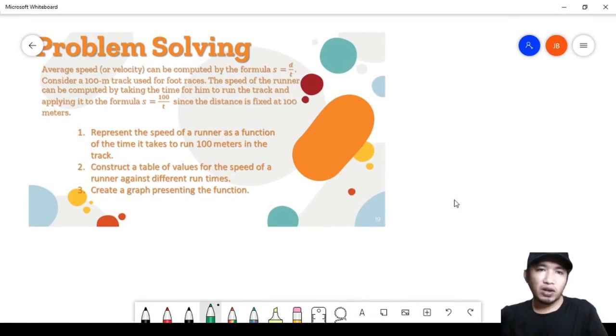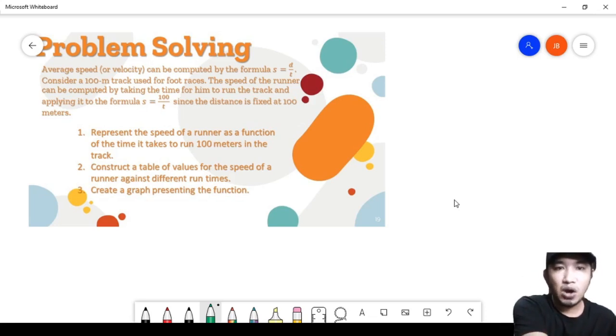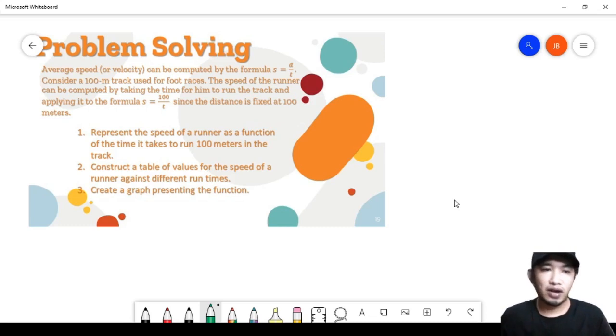Average speed or velocity can be computed by the formula S is equal to D all over T. Consider a 100-meter track used for a foot race. The speed of a runner can be computed by taking time for him to run the track and applying it to the formula S is equal to 100 all over T, since the distance is fixed at 100 meters.